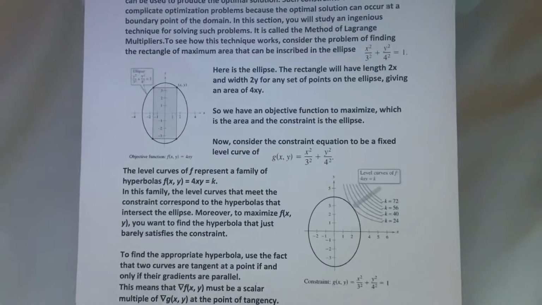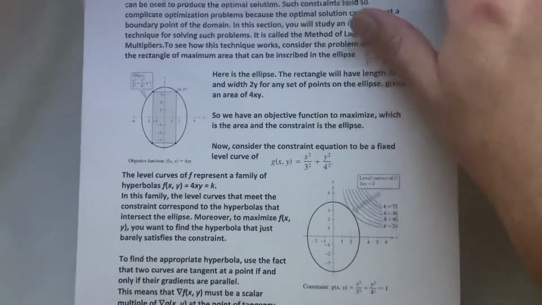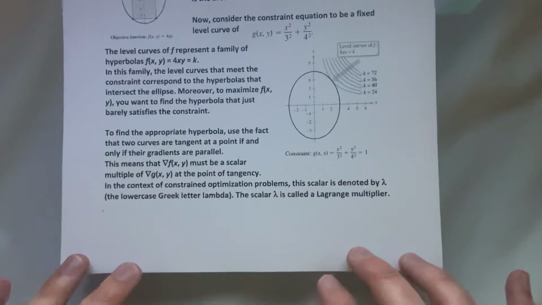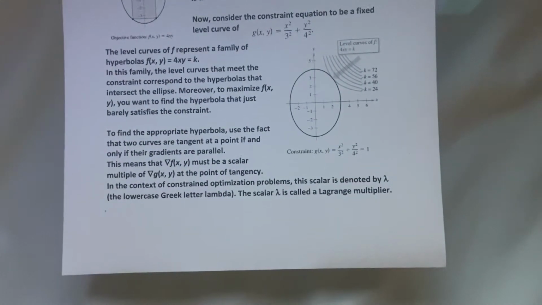To find the appropriate hyperbola, though, you would use the fact that two curves are tangent at a point if their gradients are parallel. This means that the gradient of f and the gradient of g, the two functions, must be a scalar multiple of each other in order to have the same parallel slope. Now, in the context of constraint optimization problems, this scalar is denoted by lambda. Lambda is called the Lagrange multiplier, and we'll see how this works in an actual problem.